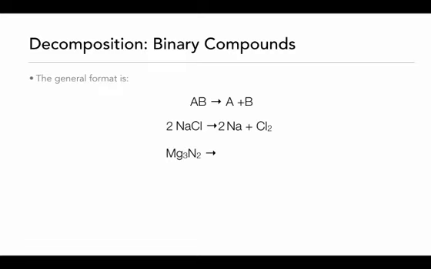Magnesium nitride will decompose into magnesium and nitrogen gas. Again, the nitrogen is diatomic, so it has to have the subscript 2. And as a final touch, we balance the reaction. Potassium nitride decomposes into potassium and nitrogen gas. Again, we must at the end balance our reaction. Predicting the decomposition of binary compounds is just simply straightforward. Take the compound and break it up into its elements.